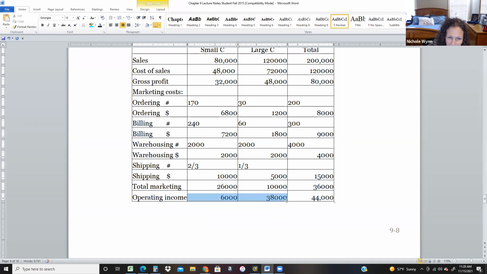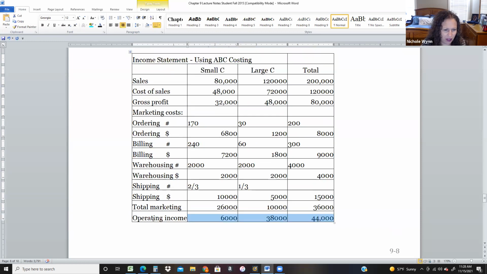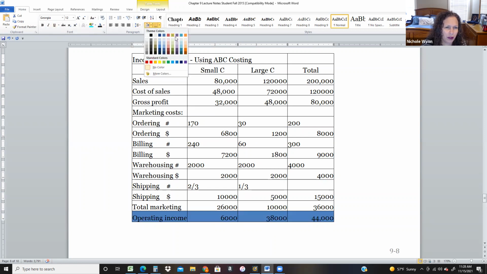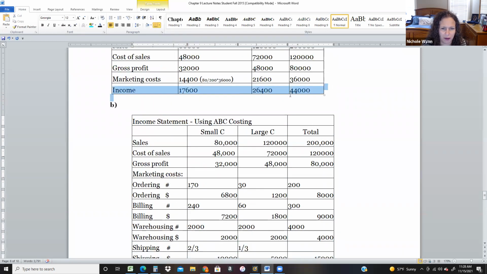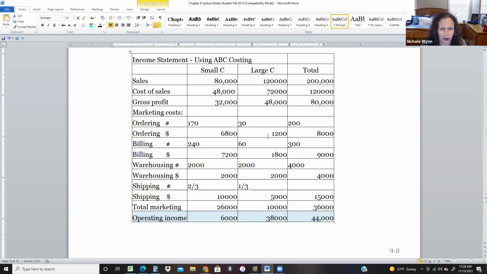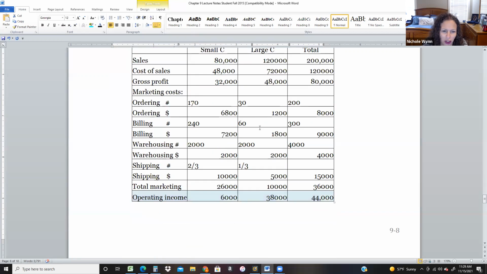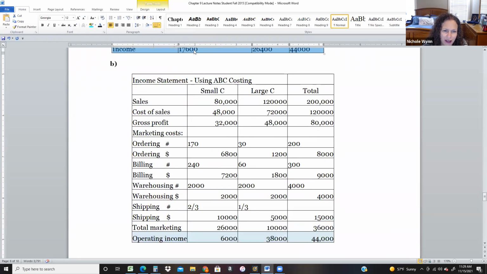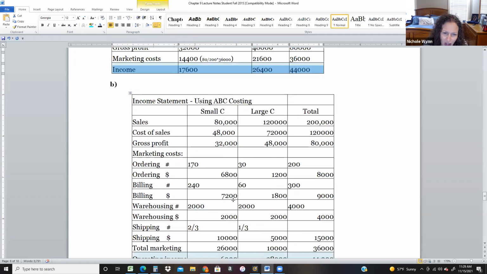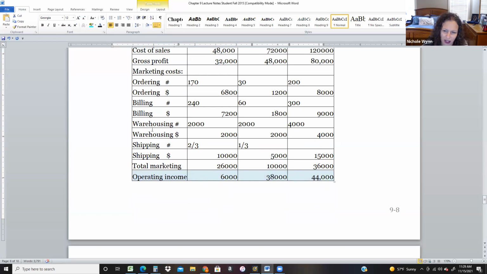All right, what I want you to notice is compare this operating income to this operating income, the 44,000. And we can acknowledge that 44,000 and 45,000 is good. But when we divide up small versus large, we see we make a lot more money on our large customers than we thought we did. Activity-based costing just takes the costs and splits them up more properly, more accurately. So that's why we do this method.